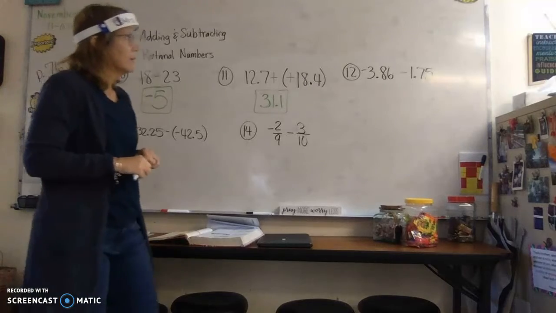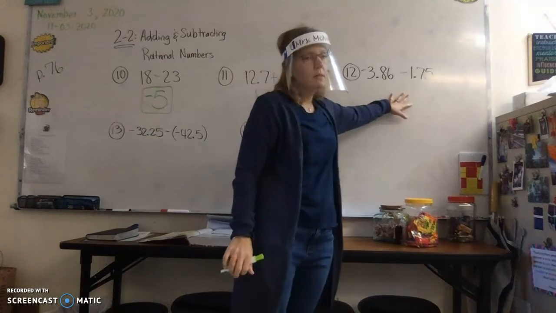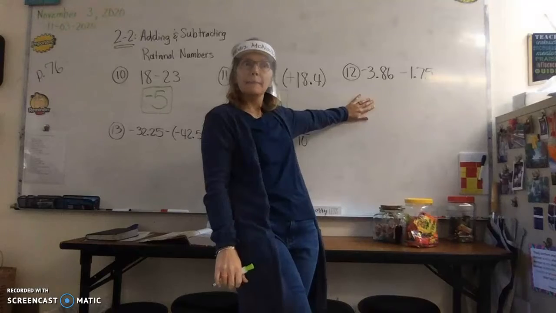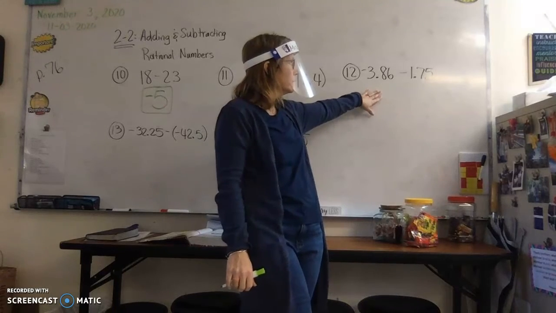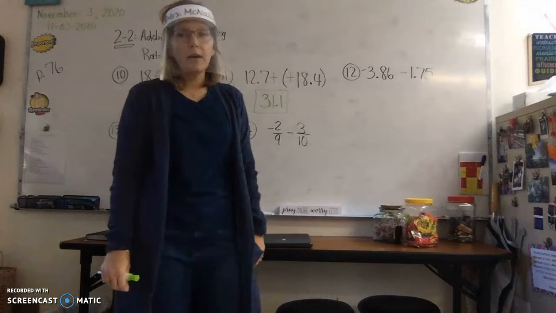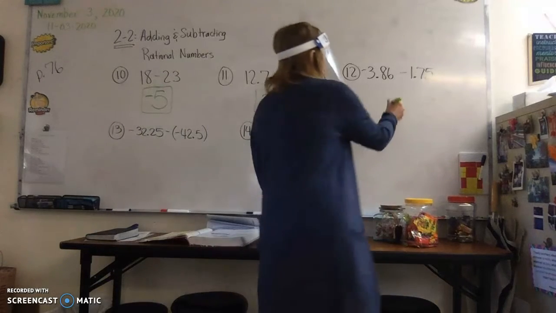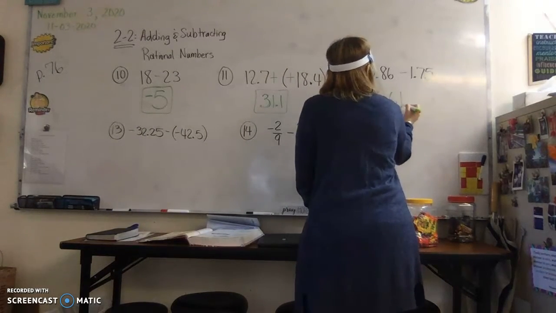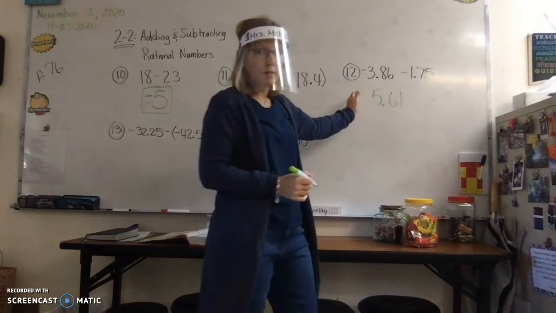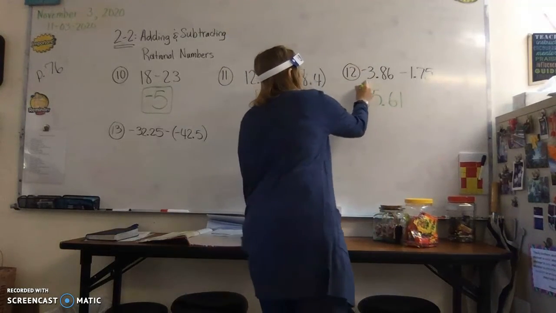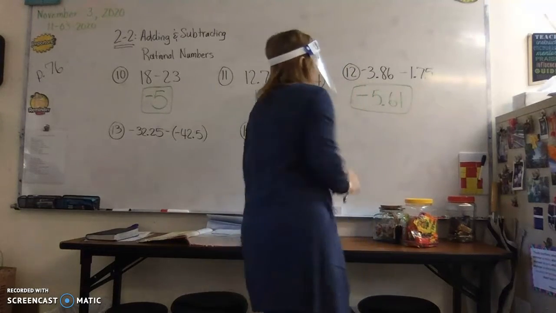Okay. How about this one? Are the signs the same or different? Same. So I'm going to do what? Add them. 3.86 plus 1.75. 5 point what? But the answer keeps the sign, so since the numbers in the problem are negative, the answer is negative. Good. Awesome.